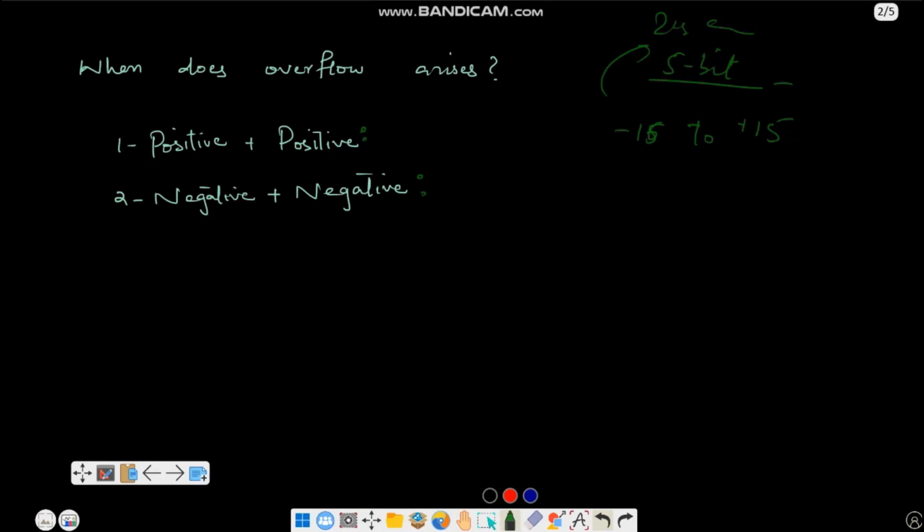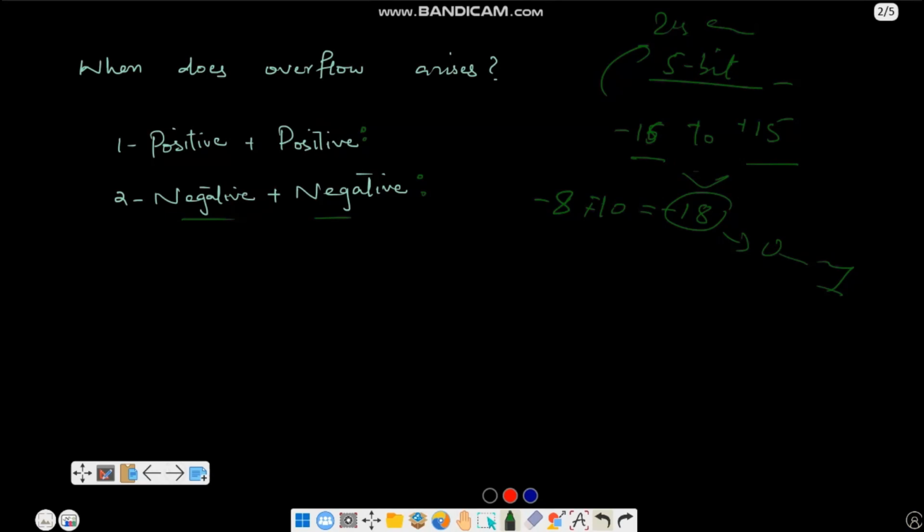Let's say in this case, with 5-bit numbers, 8 can be represented in 5 bits, and 10 can also be represented in 5 bits. Now if I try to add these up, 8 plus 10 becomes 18. Now 18 doesn't come in this range. So in this case, this problem is called overflow. You can also do the same with negative numbers. You can simply negate these. Let's say I inverted both of them. Minus 8 and minus 10 will also give minus 18, which again doesn't come in this range. So this situation is known as overflow.